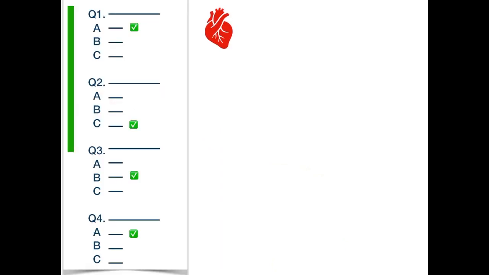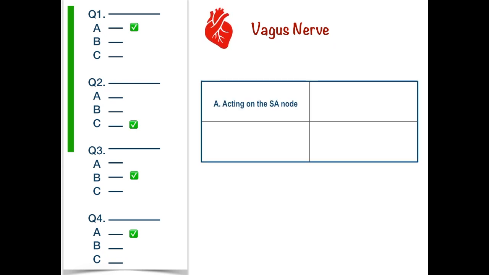Question number 3. How does the vagus nerve decrease the heart rate? Option A, by acting on the SA node. Option B, acting on the AV node. Option C, both. Option D, none. The answer to this question is both.